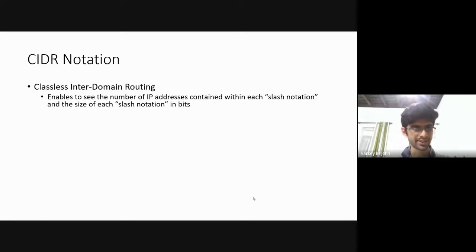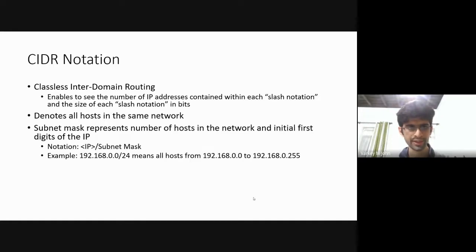So the next thing is CIDR notation. It's called classless interdomain routing. It's basically used for finding how many devices are there in a particular network. So it enables you to see the number of IP addresses contained within each slash notation. It denotes all the hosts in the same network. So the subnet mask represents the number of hosts in the network, and the first digits of the IP tell which particular network we want to access.